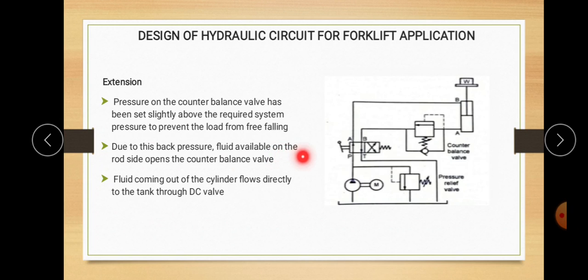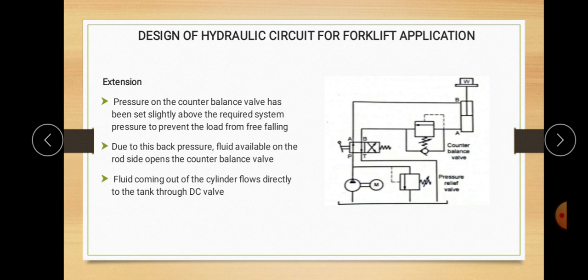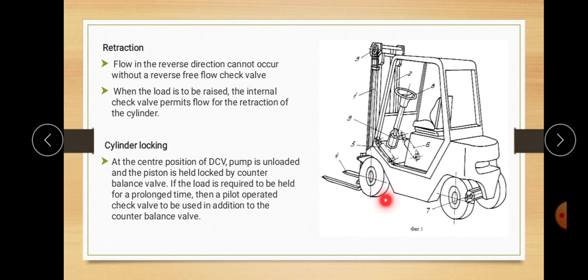Due to the back pressure, fluid available on the rod side opens the counterbalance valve. Fluid coming out of the cylinder flows directly to the tank through the DC valve. So this is some examples for forklift applications. We can see the images of the lifting equipment, hydraulic vehicle which are mostly used in industry. So this is the forklift application vehicle.